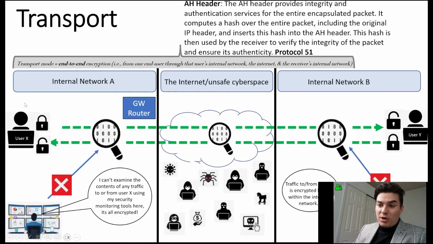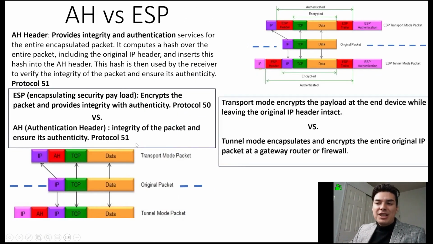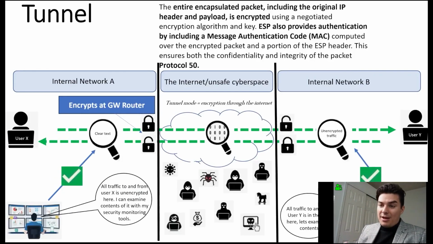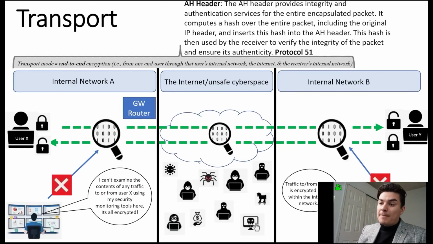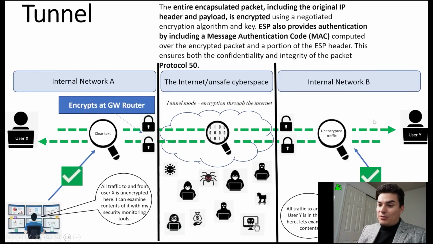So, transport mode, ESP, it's encrypted from end user to end user, and nobody is able to read the traffic except for the end user. So authentication header, that's when it provides integrity and authentication, and it only provides integrity and authentication. So in these last two, tunnel versus transport, everybody would be able to read everything from tunnel or transport if they use the authentication header.